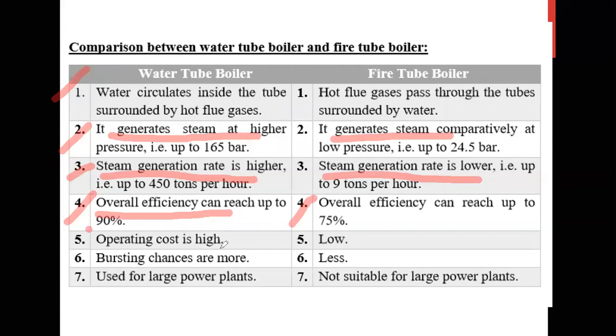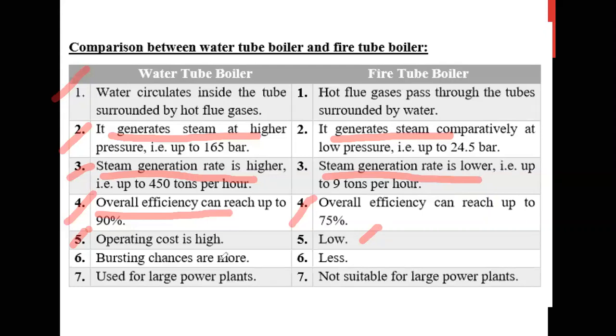The operating cost is high because the whole closed vessel is full of hot gas, so the material required to build that vessel should be of very high quality. That's why the operating cost is very high. But in the fire tube boiler, the vessel is surrounded by water, so it does not need such kind of material, and the operating cost is low.